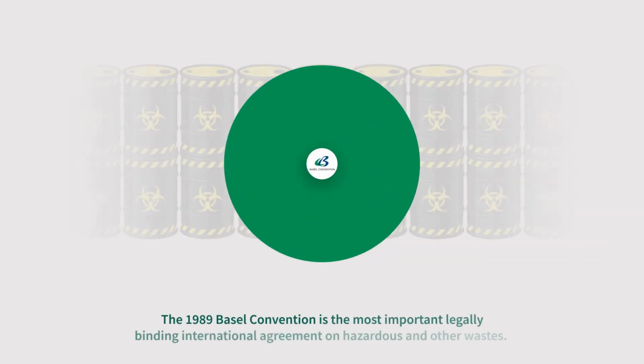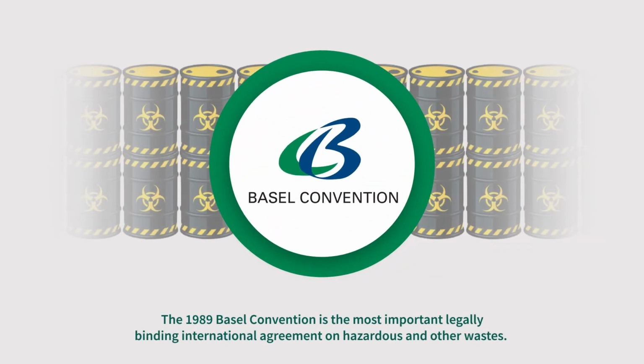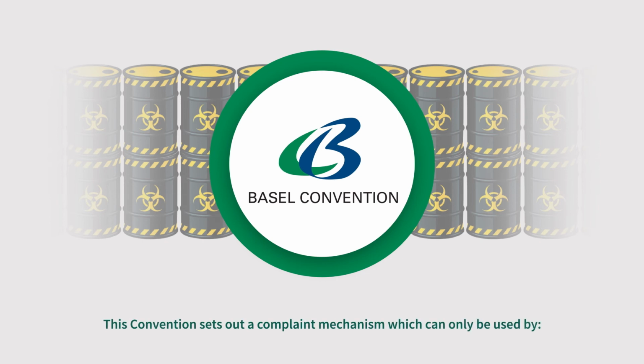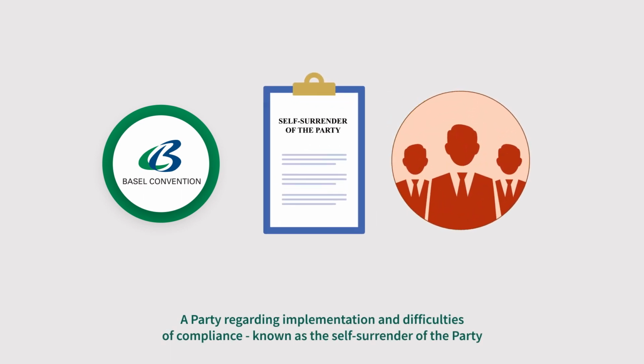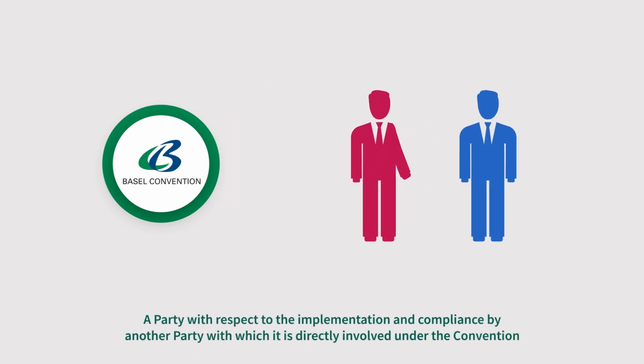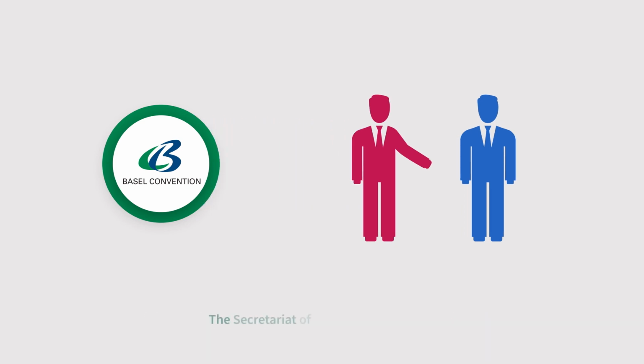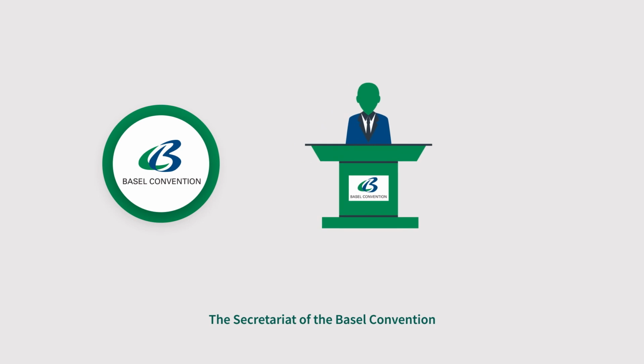The 1989 Basel Convention is the most important legally binding international agreement on hazardous and other wastes. This convention sets out a complaint mechanism which can only be used by a party regarding implementation and difficulties of compliance, known as the self-submission of the party, or by a party with respect to the implementation and compliance by another party with which it is directly involved under the convention, through the Secretariat of the Basel Convention.